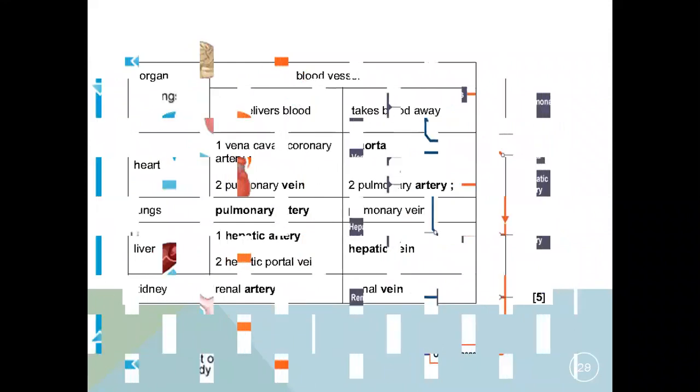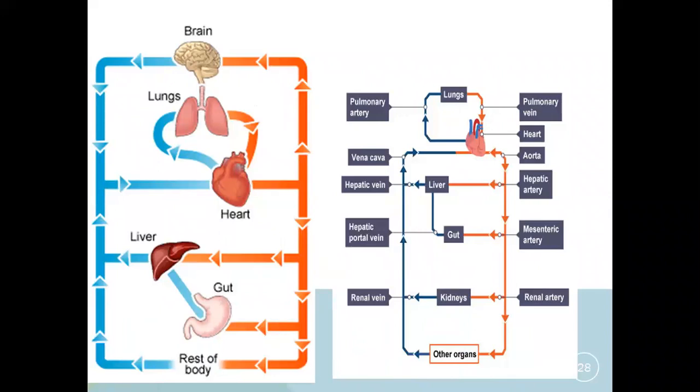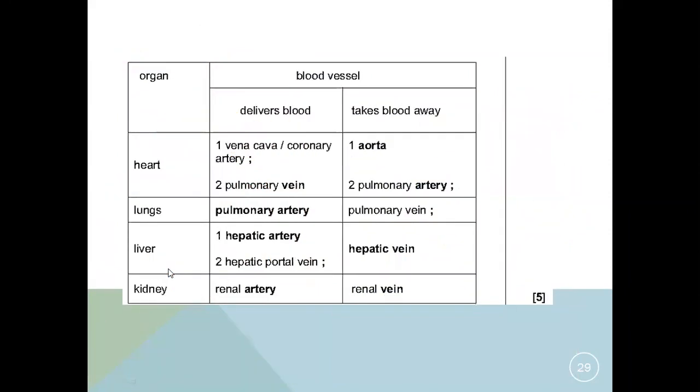Now we have the liver, right? If you see here, the liver is connected by blood vessels. Two questions we have here for the liver. The first one is deliver blood, meaning the blood that is entering, which blood vessel delivers blood to the liver? So what should it be? And another we have is take blood away. One they already mentioned to us, the hepatic portal vein, while the other one should be the hepatic artery.